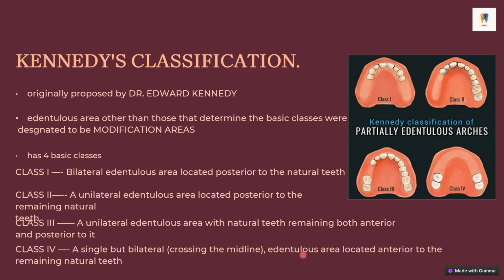Okay, edentulous area located anterior to the remaining natural teeth. Fourth class states that a single bilateral area, okay, a single but bilateral area. In what way? That it's crossing the midline. Okay, it's crossing the midline, and the teeth that are missing are anteriorly.